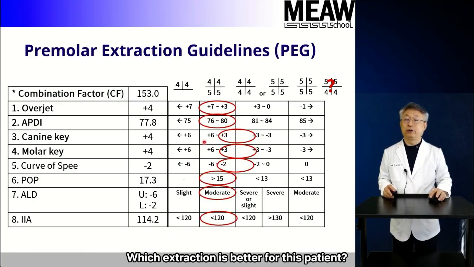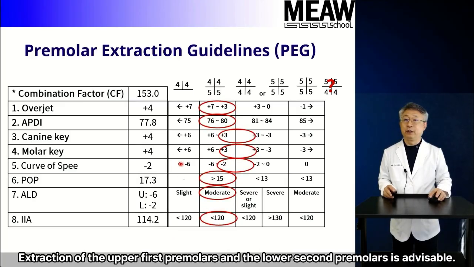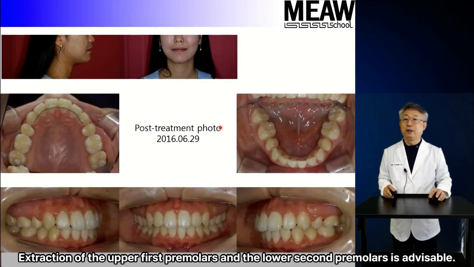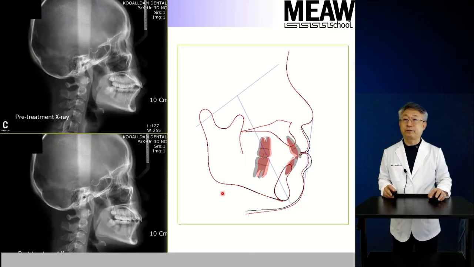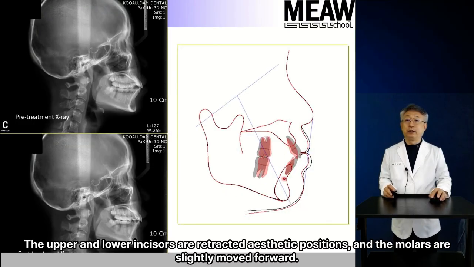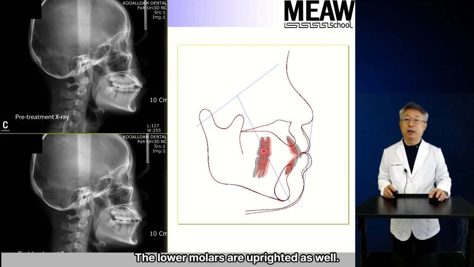Which extraction is better for this patient? Extraction of the upper first premolars and the lower second premolars is advisable. Favorable occlusion and aesthetics can be achieved with this extraction option. The upper and lower incisors are retracted to aesthetic positions, and the molars are slightly moved forward. The lower molars are uprighted as well.